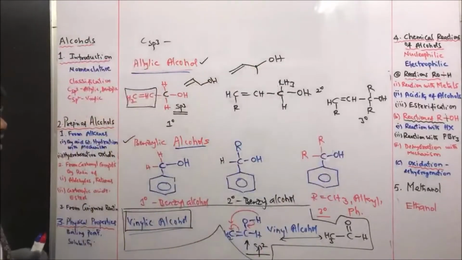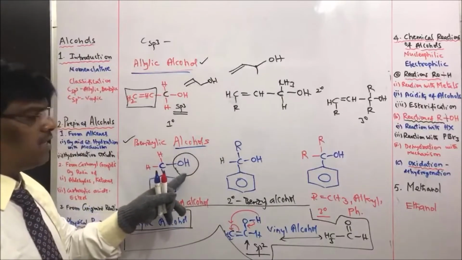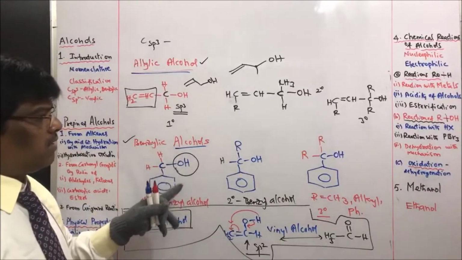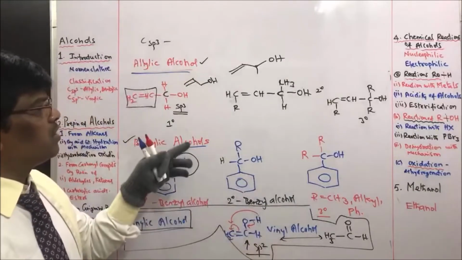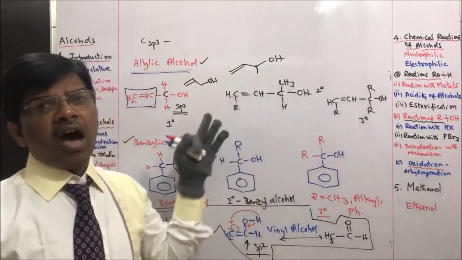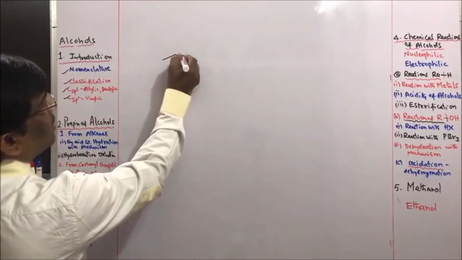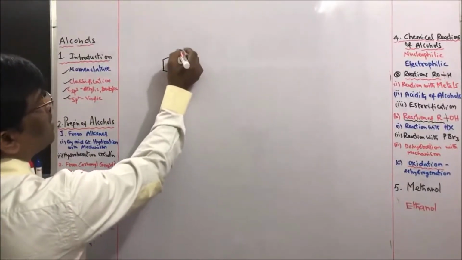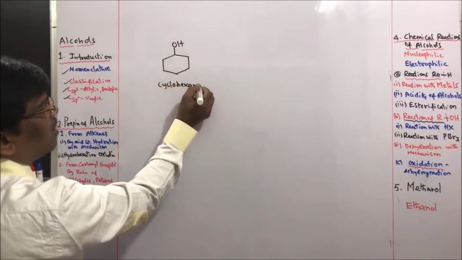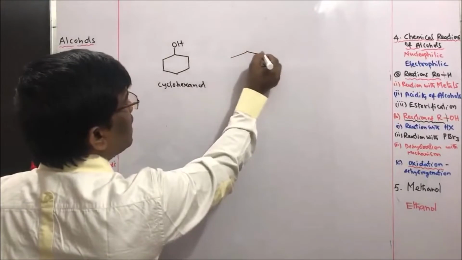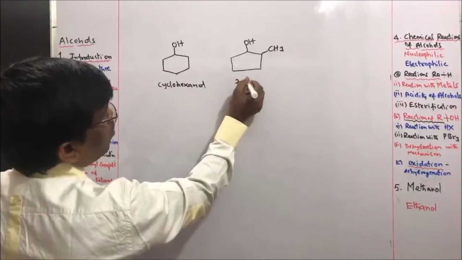When it comes to benzylic alcohols, these are very specific examples where the benzylic carbon contains the alcohol group. So you may be asked to identify the alcohols which are primary, secondary, tertiary, or benzylic, or allylic, or vinylic. When the alcohol is attached to cyclic rings, for example cyclohexane attached to alcohol, it is written as cyclohexanol. And if it is like this, methyl attached to cyclopentane and alcohol, then it is 2-methylcyclopentanol.